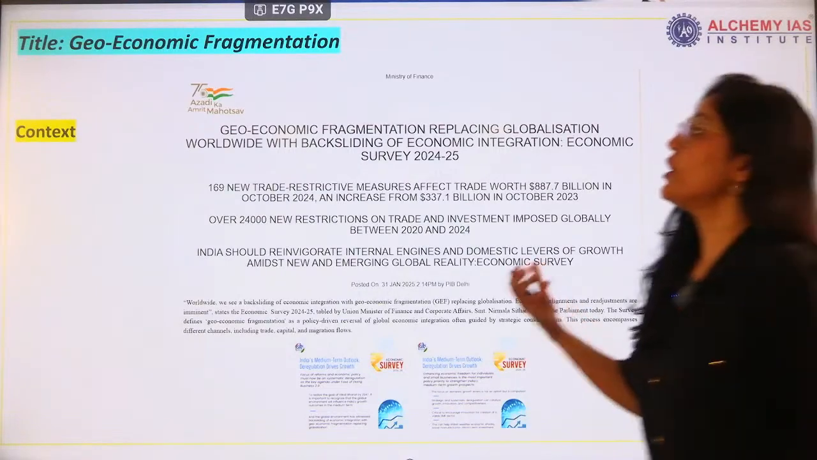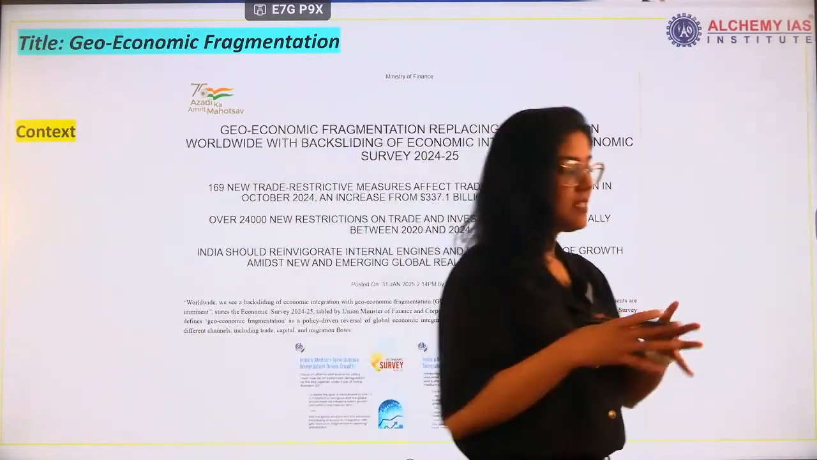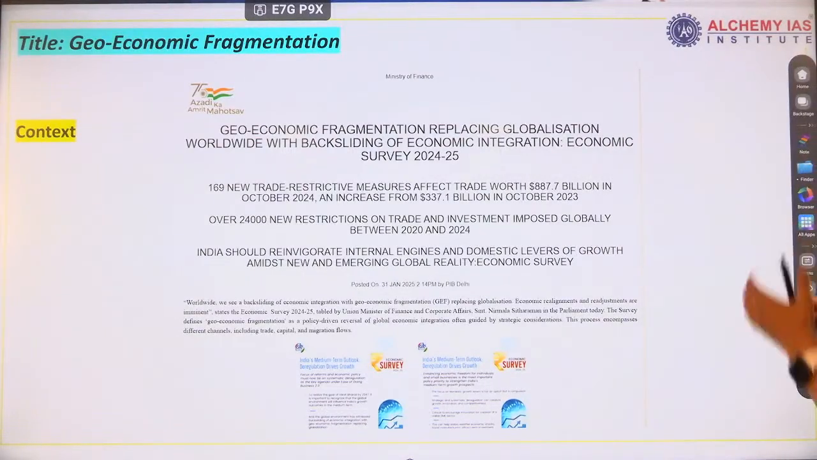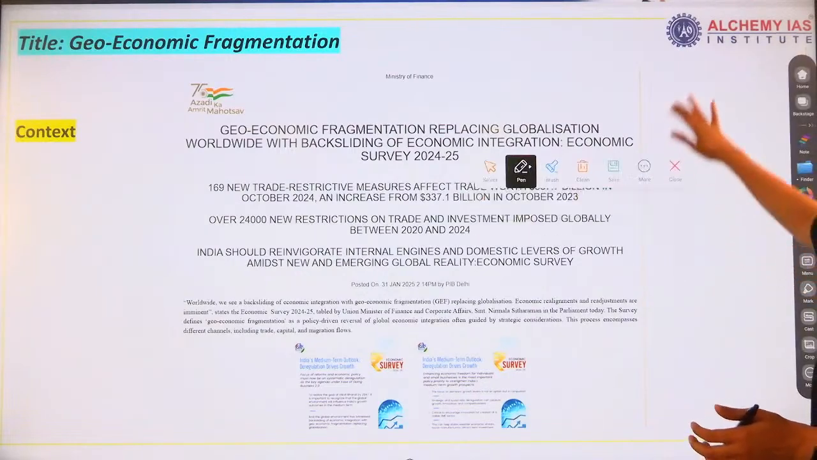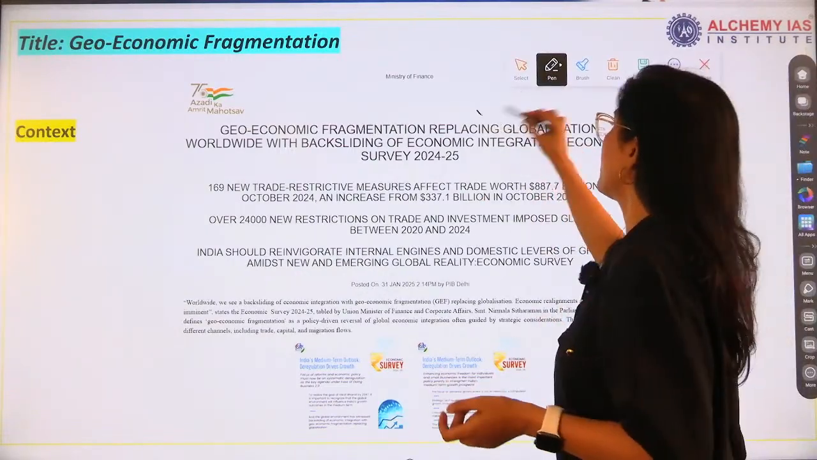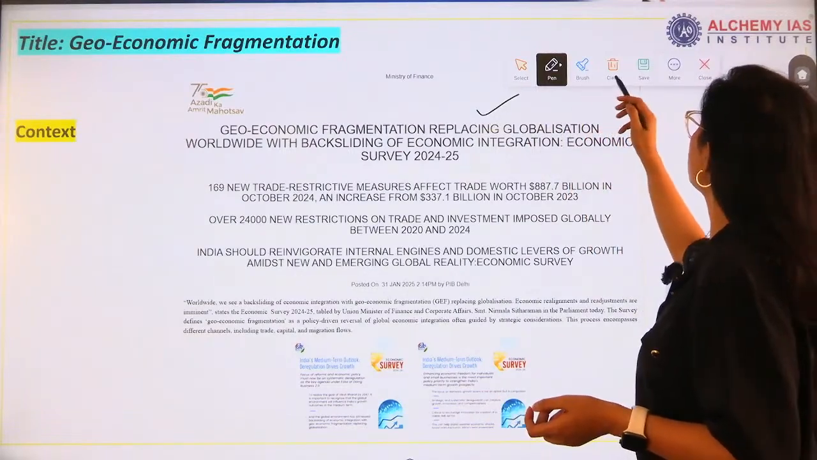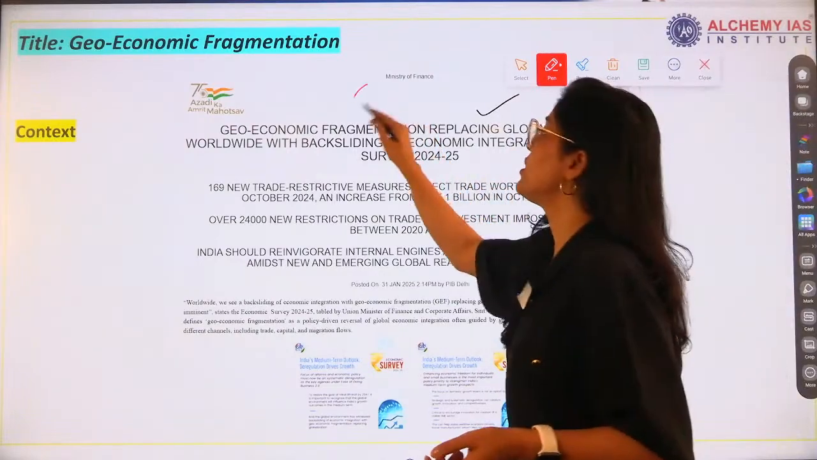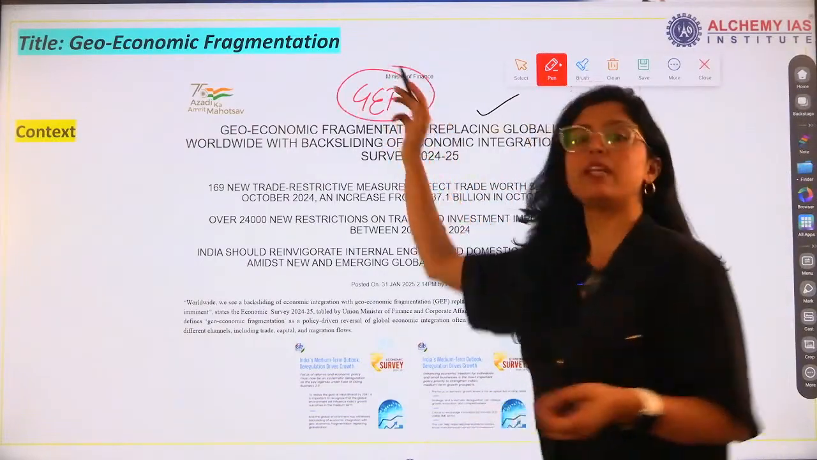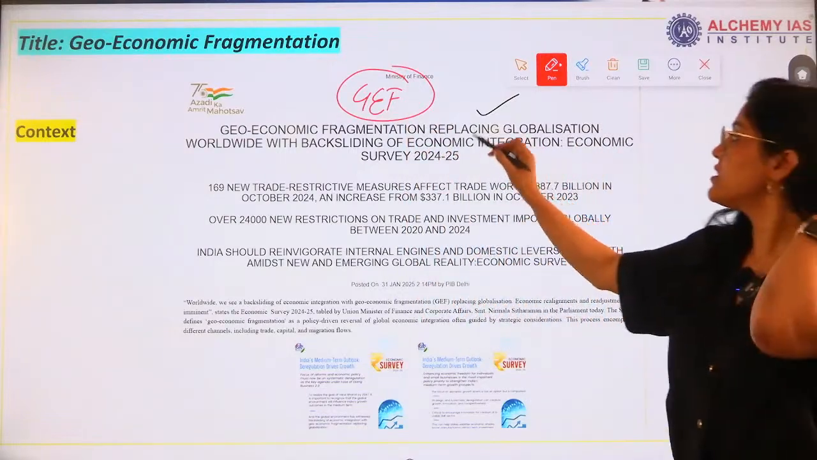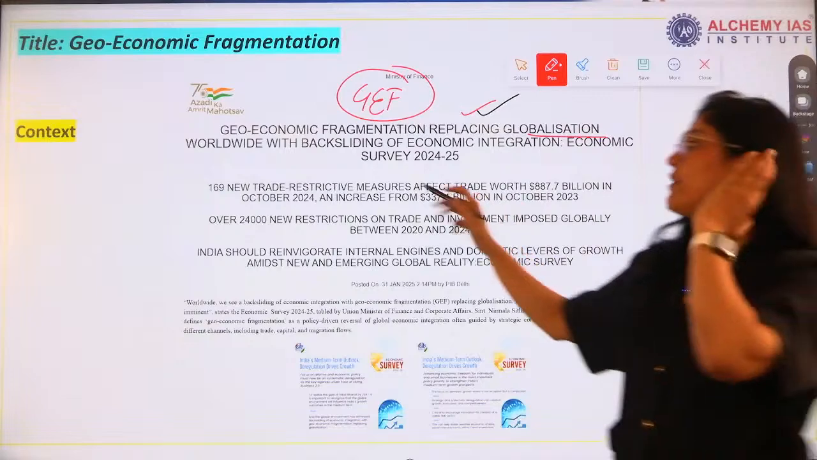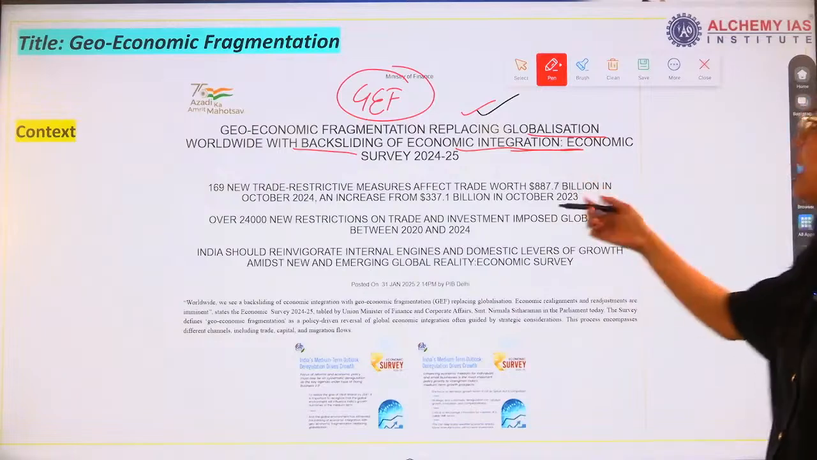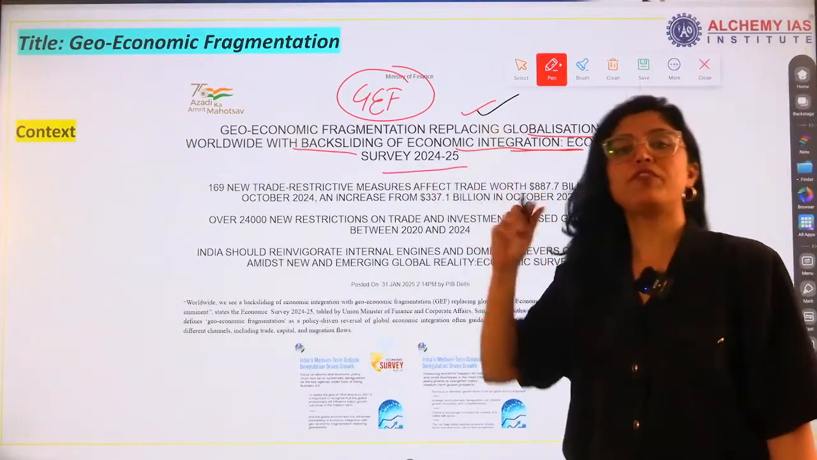So geo-economic fragmentation. Fragmentation means separating into fragments, not united. So it is a new term that is in the news. And what is the trend? When a question based on the Economic Survey comes, it is related to trends basically, right? So GEF, we will be terming it as GEF. GEF is replacing globalization worldwide with a backsliding of economic integration, and Economic Survey 2024-25 says this.